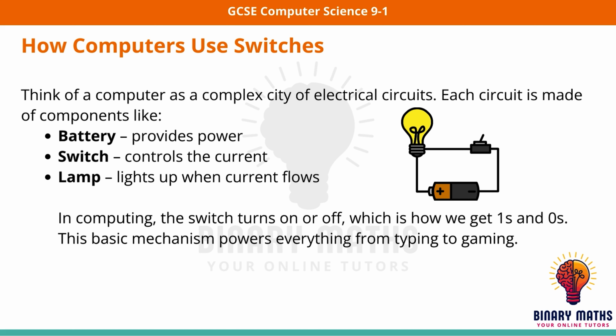Let's imagine a basic electrical circuit. Picture a battery, a switch, and a light bulb. When the switch is closed, electricity flows and the bulb lights up. When the switch is open, no current flows and the bulb stays off. That's exactly how a bit of data works. On means 1, off means 0. Multiply this simple idea across billions of circuits, and you get a powerful computer capable of incredible things. So every time you type or click, your device is flipping thousands, maybe millions of these little switches.